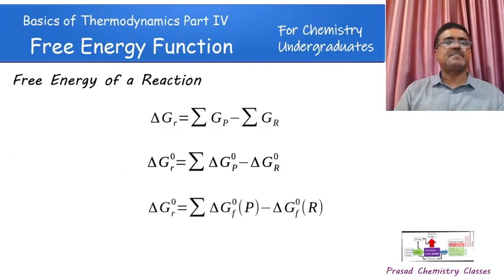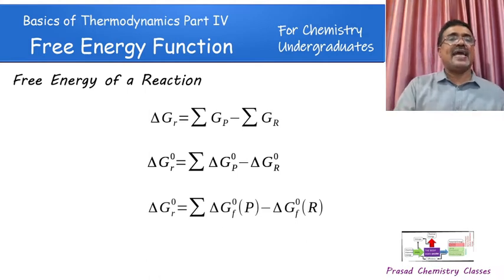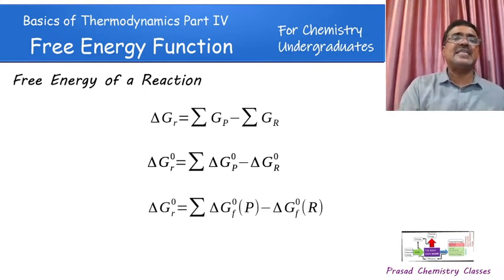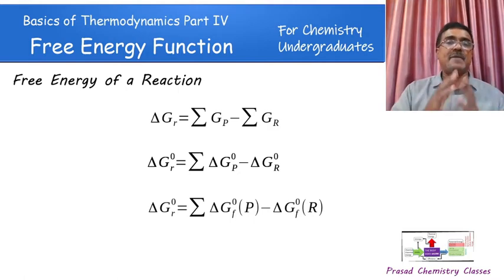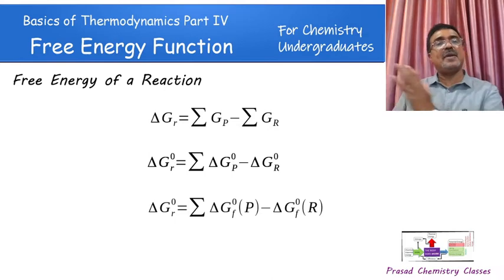The same graph. The free energy of a reaction will be the sum of free energy of the products minus the sum of free energy of the reactants. And under standard conditions also, we take products and reactants in their standard condition and take the difference. And you can see that the first term changes with the reaction, because G of reactants and products depends on the composition as well. So it will be continuously changing.